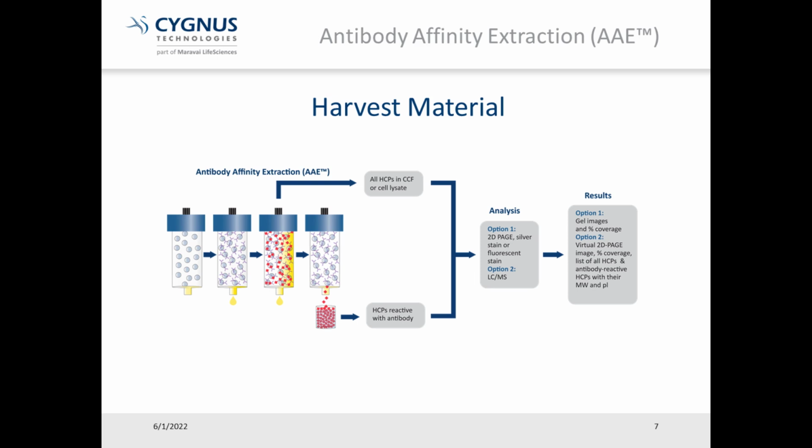The first is the starting material, representing all the HCP that could find its way into your product. The second is the AAE eluate. This is all the HCP that has specifically been removed by the antibodies.